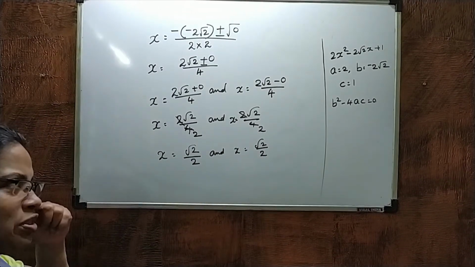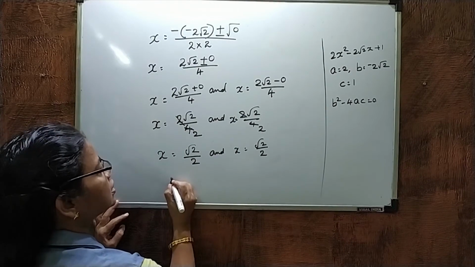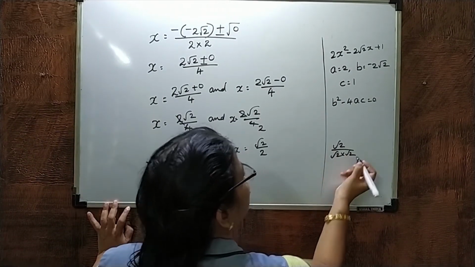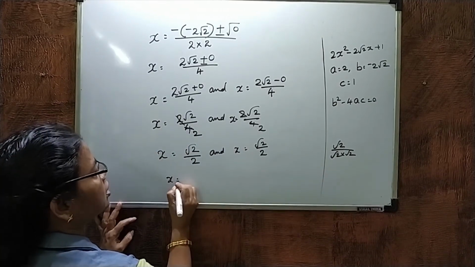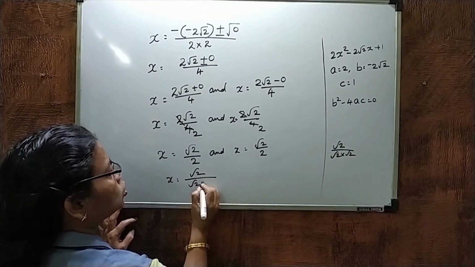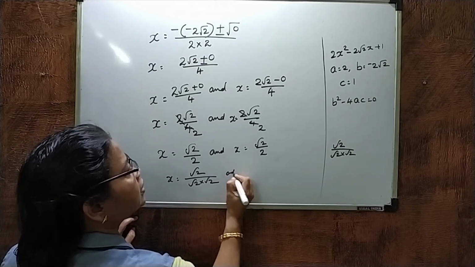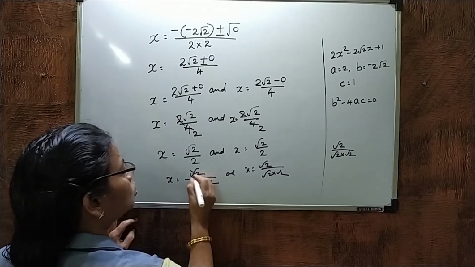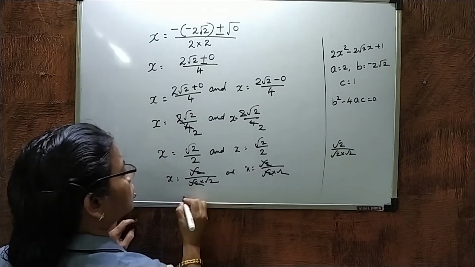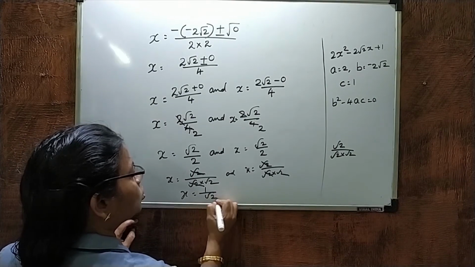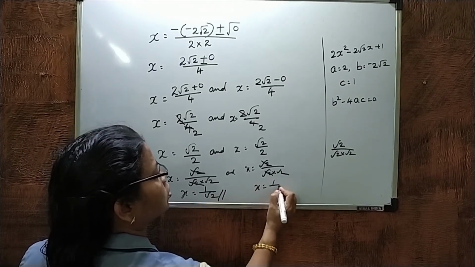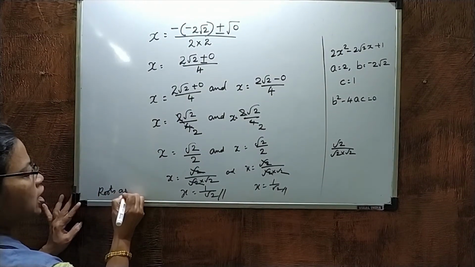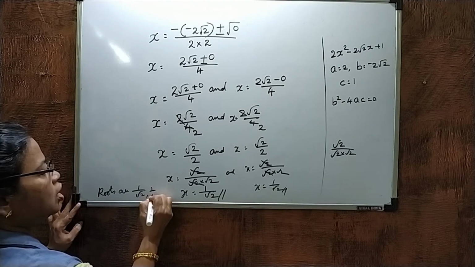Again, if you want to cancel, what you can do? 2 can be written as what? It will be root 2 into root 2, right? So x is equal to root 2 by root 2 into root 2, and x is equal to root 2 by root 2 into root 2. Root 2 and root 2 cancelled, right? So x is equal to 1 by root 2 you will get. Here also 1 by root 2, and you have to write the roots: 1 by root 2, 1 by root 2.